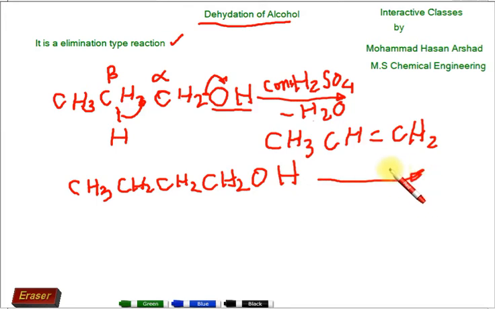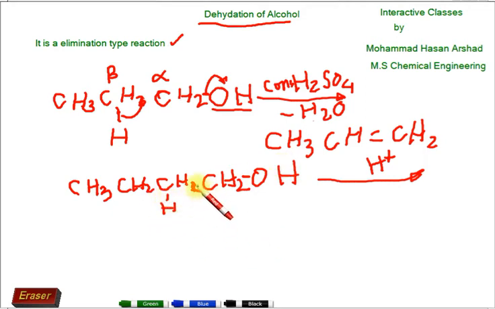Now what happens when we apply H plus? H plus means proton. We need it, just like H2SO4. H2SO4 will give H plus. So if we apply this concept, this OH minus will be removed, and this is the beta hydrogen. So OH minus will be removed and this H plus will be removed from here.